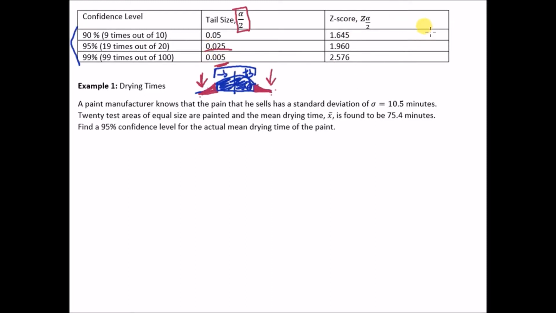The corresponding z-scores are what we'd find by looking these numbers up on the z chart. We're just going to take note of these and use them straight off this sheet. So let's move to example 1. Drying times: a paint manufacturer knows that the paint he sells has a standard deviation of sigma equals 10.5 minutes.